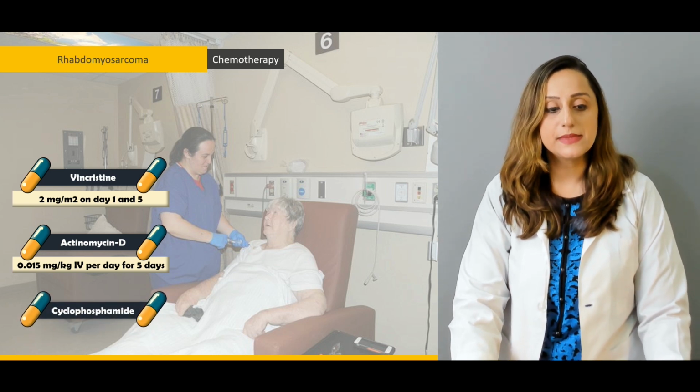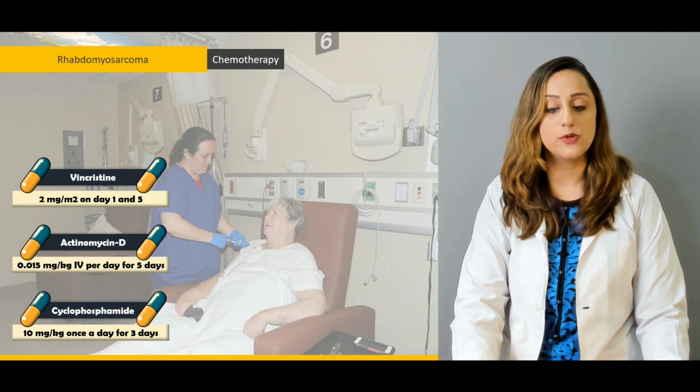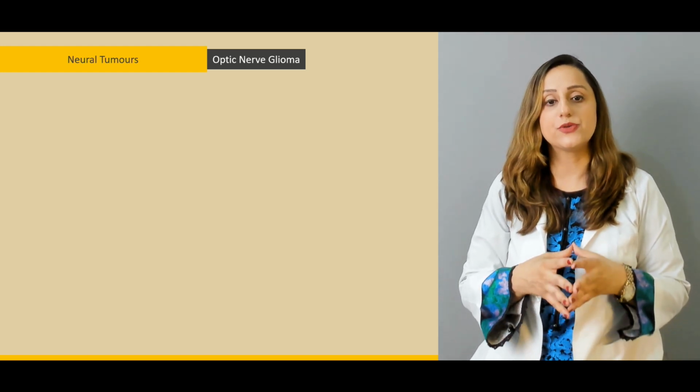You're going to couple this with cyclophosphamide, which is 10 milligrams per kilogram once a day for 3 days in these individuals. This is the complete chemotherapy given to these patients, and obviously it's not an isolated chemotherapy that we give. It is coupled with the surgery as well as with the radiotherapy in these individuals.